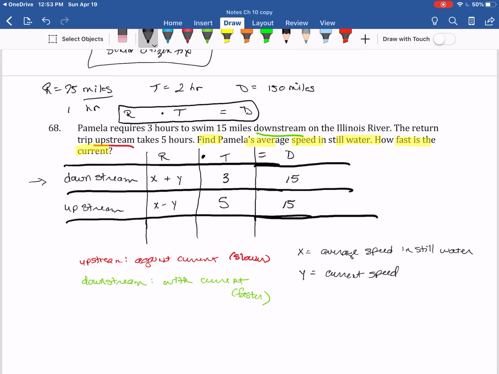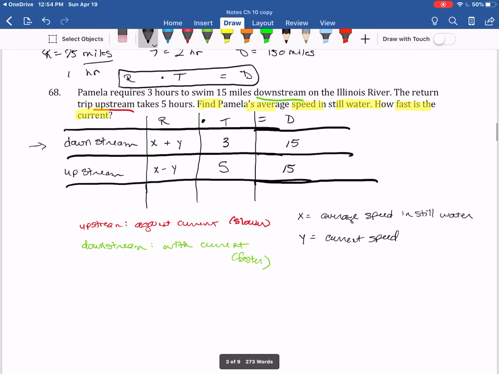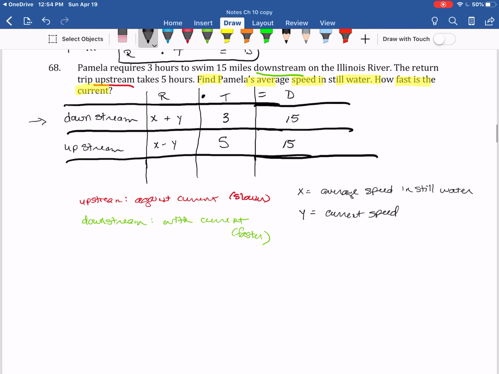Now that helps you, your table is completely filled in. We are going to now come up with our system of equations with 2 equations and 2 unknowns. All right, so here we go. One equation is going to be working with the downstream line. We know that the rate, x plus y, and put this in parentheses for me, right there in the table so we don't forget. The rate going downstream times the time to go downstream equals 15.